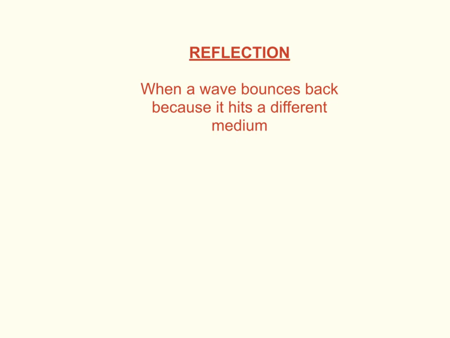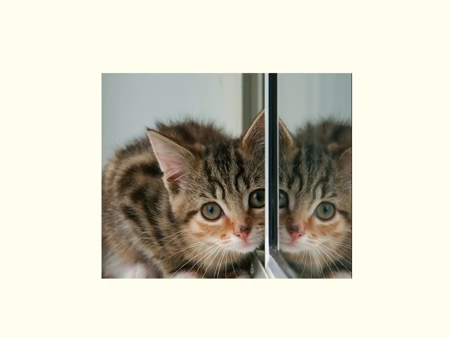Reflection is different than refraction. Reflection is when a wave bounces back because it hits a different medium. So here, let's say it's light and it's traveling, and then it hits an object or a different medium. And in this case, it doesn't go through and bend, it completely bounces back, it reflects. A mirror works by reflecting, right? You look into a mirror and what you see is your reflection. You bounce back to yourself.